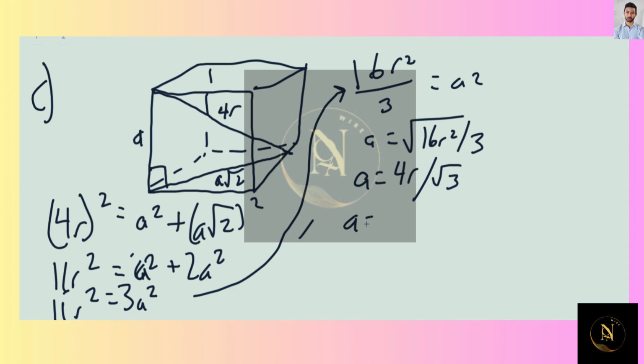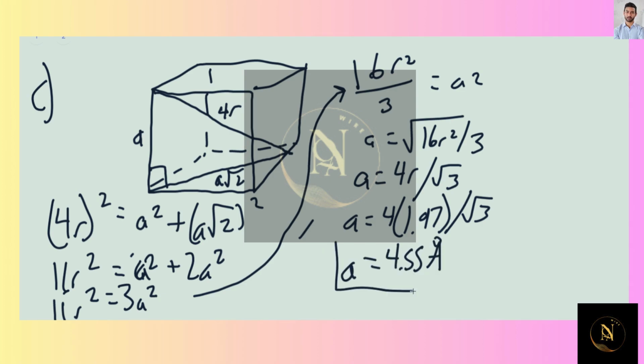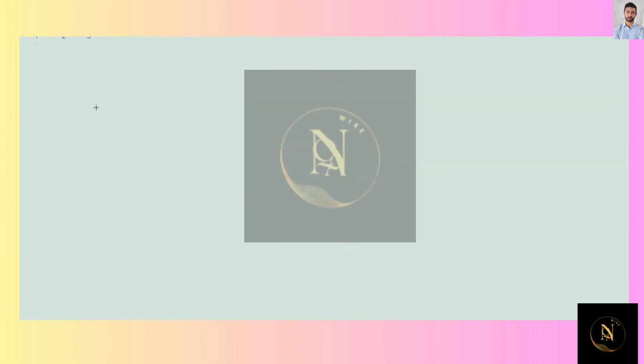If we plug in our r value of 1.97, we get that a is equal to 4.55 angstroms. So that is our answer for the side length. Now moving on to letter D, we want to find the density. Density is mass over volume, so first we'll find the volume.